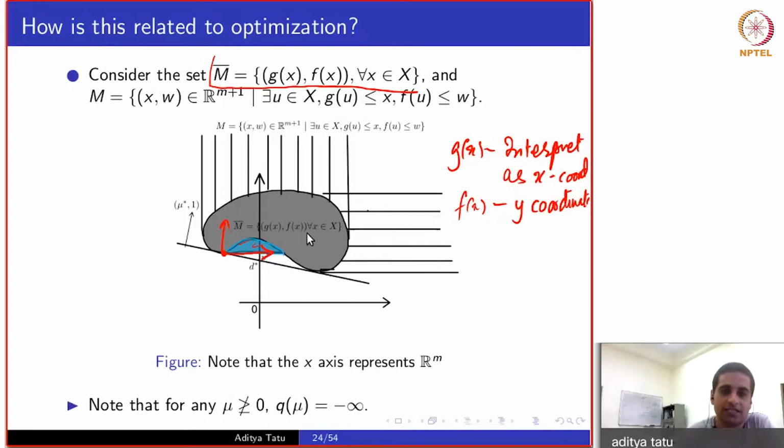From M bar, you basically take all points one by one. This is the point. Include all points to the right of this point and include all points above it and all points in this quadrant. All these points will be included in M, which is why I have drawn all these vertical and horizontal lines. Okay, so that is how we will define this set M.